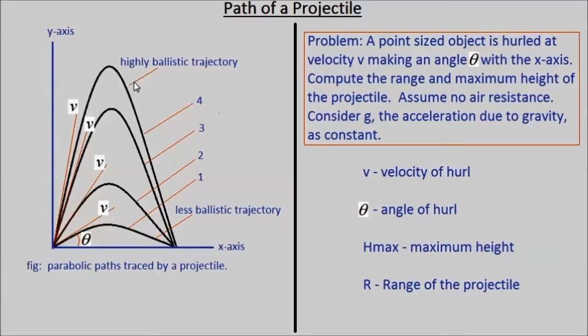Path 4 is a highly ballistic trajectory, whereas path 1 is a less ballistic trajectory. So the notation is: v is the velocity of hurl, theta is the angle of hurl, h max is the maximum height for a given v and theta, and r is the range of the projectile.